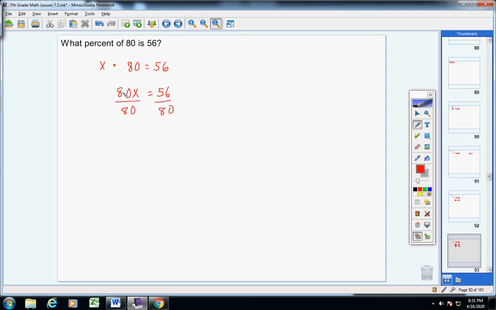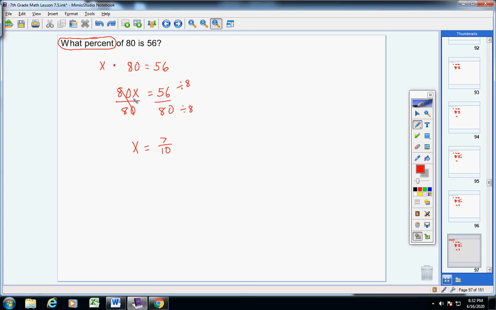Your 80's cancel, leaving you with x. And now if we reduce this here, we will get 7 tenths. But guys, that's not your answer. If it would have said, what number of 80 is 56, then fine. But it doesn't say what number, it says what percent. So you have to write your answer as a percent.